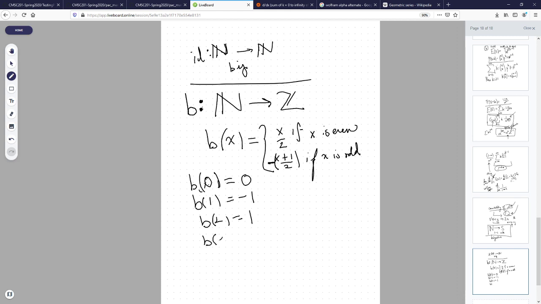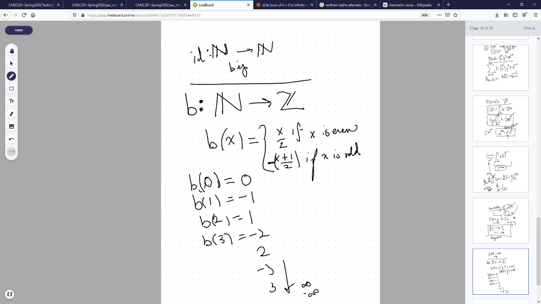b of 3 equals, it's odd, so you add 1, put a minus sign on it. So now what we see is we're going to get 0, negative 1, 1, negative 2, 2, negative 3, 3, all the way up to infinity and minus infinity at the same time, right? So is this function one-to-one, which just means are there any two objects like n and m that map to the same value? The answer is no.